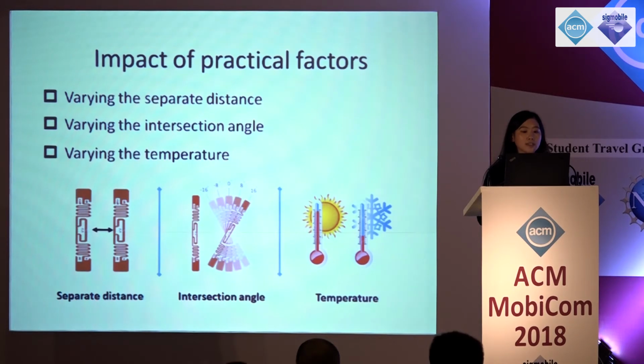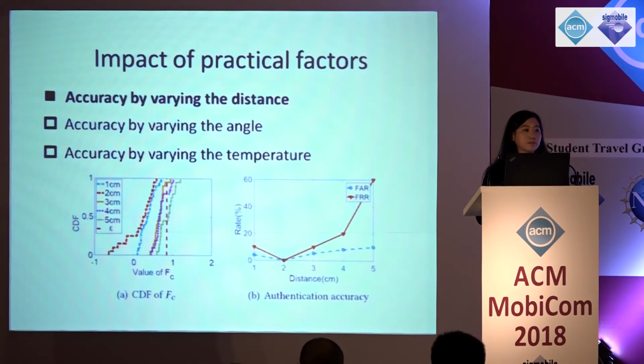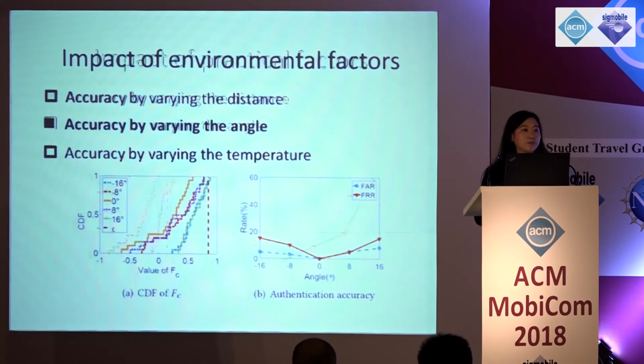We also evaluate the impact of some practical factors, such as the separate distance between the two tags, the intersection angles of the two tags, and the outside temperature. Let's see the figures. We found that both of the false accept rate and the false reject rate for 1 centimeter to 3 centimeter are all smaller than 10%. Hence, by slightly moving the right tag, the results are still reliable.